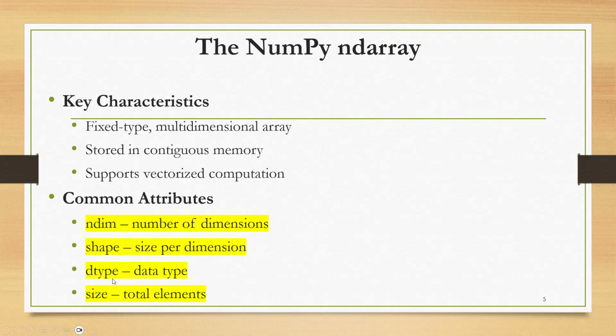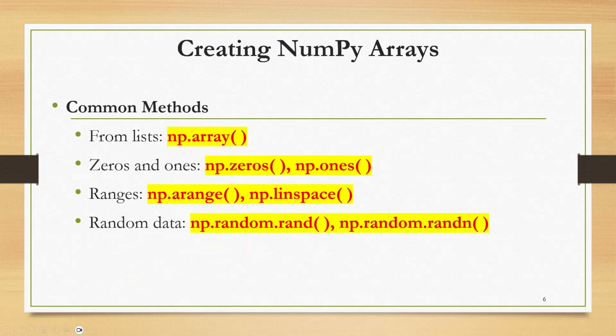Data type is dtype. The size also tells us how many. Size will only tell you how many rows. The shape will tell us the dimension, say the number of rows and columns, etc. So creating NumPy arrays, these are some of the common methods we can use.